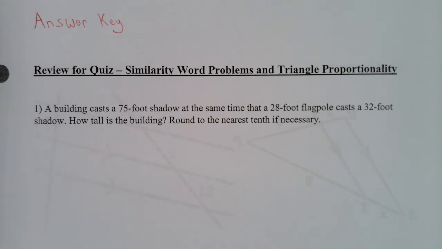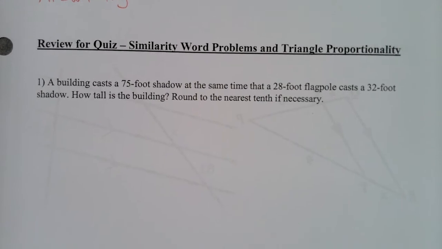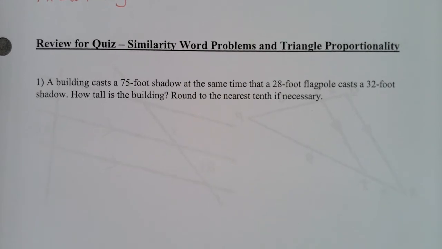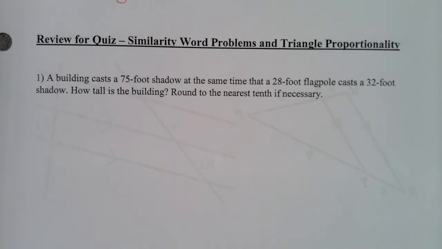Okay, this is the review for the quiz on similarity word problems and triangle proportionality. Number one is a word problem, and there's no picture drawn, so you're going to have to draw one yourself. A building casts a 75-foot shadow at the same time that a 28-foot flagpole casts a 32-foot shadow. How tall is the building? Round to the nearest tenth if necessary.